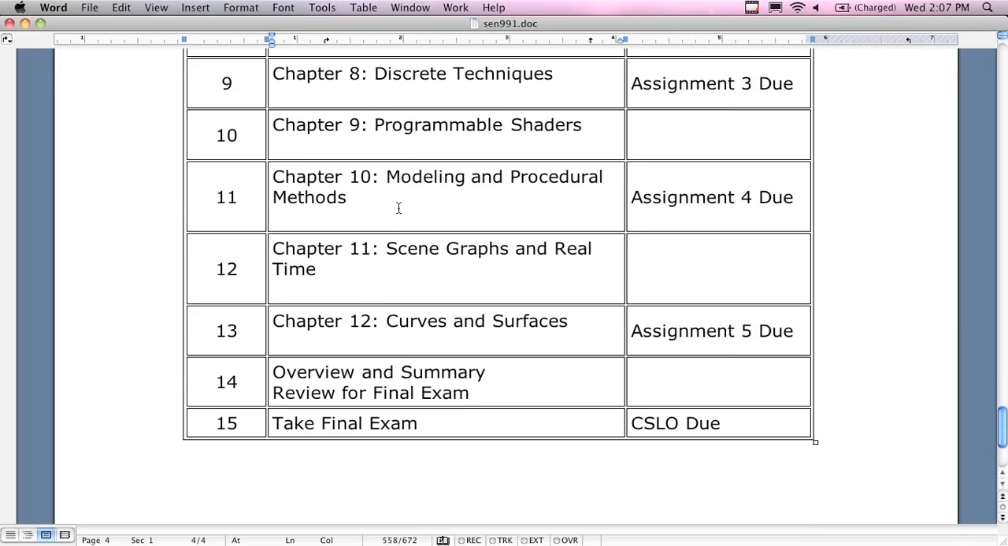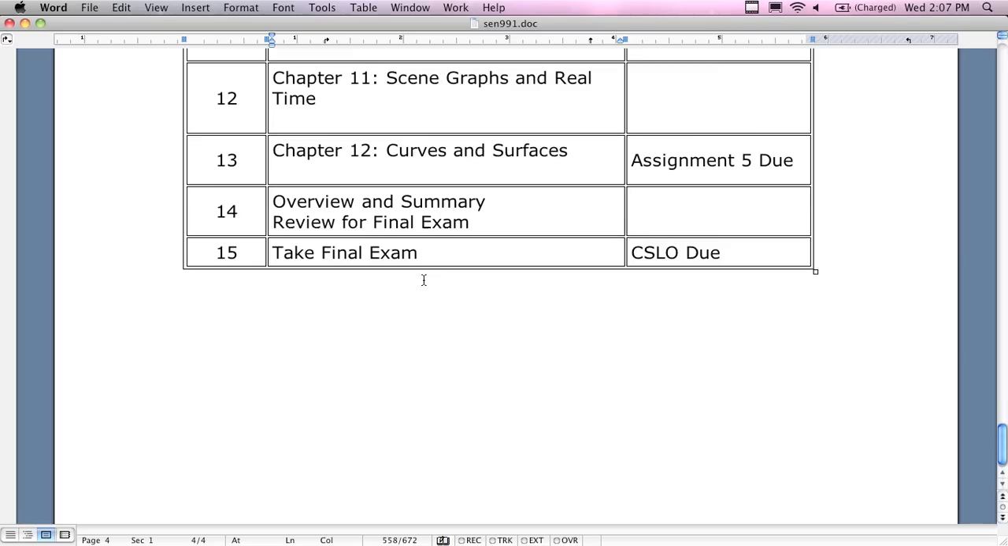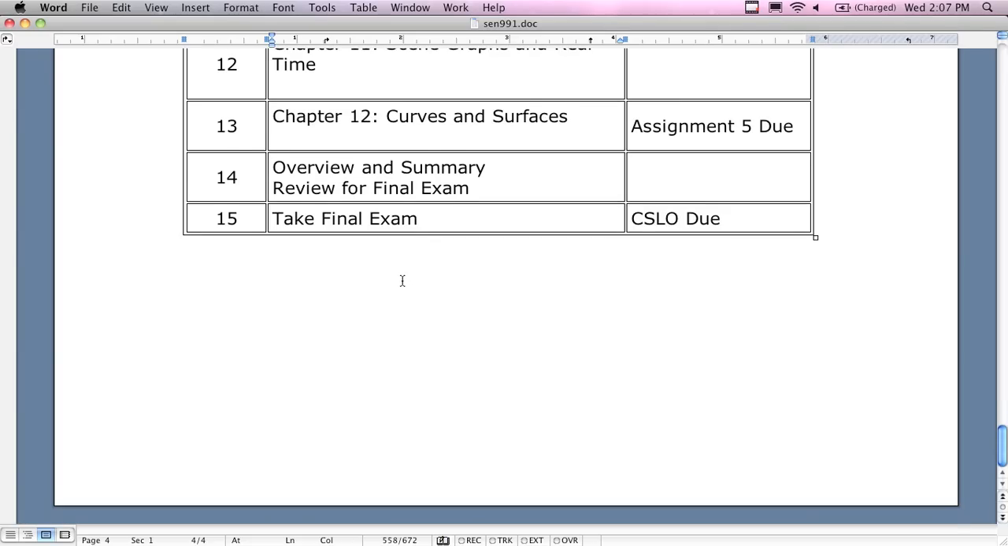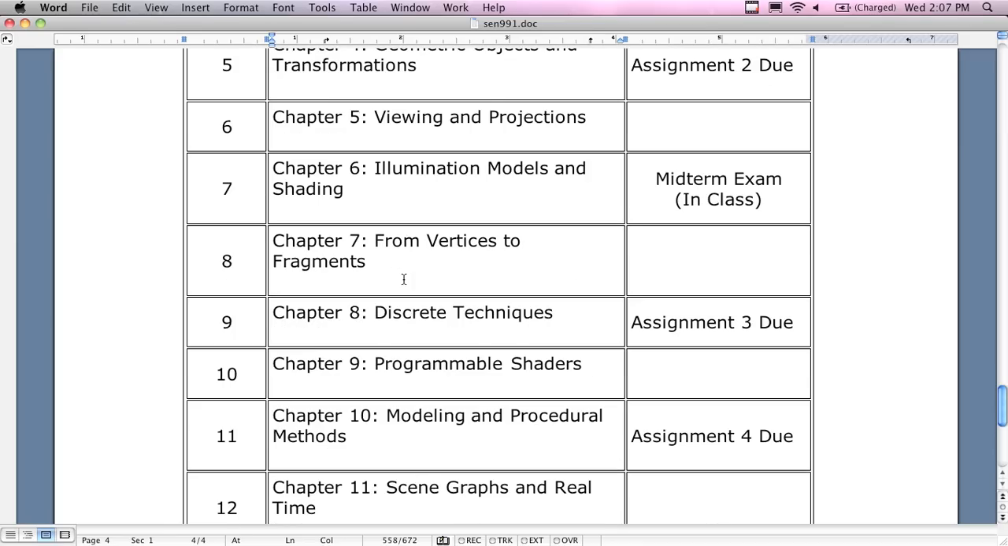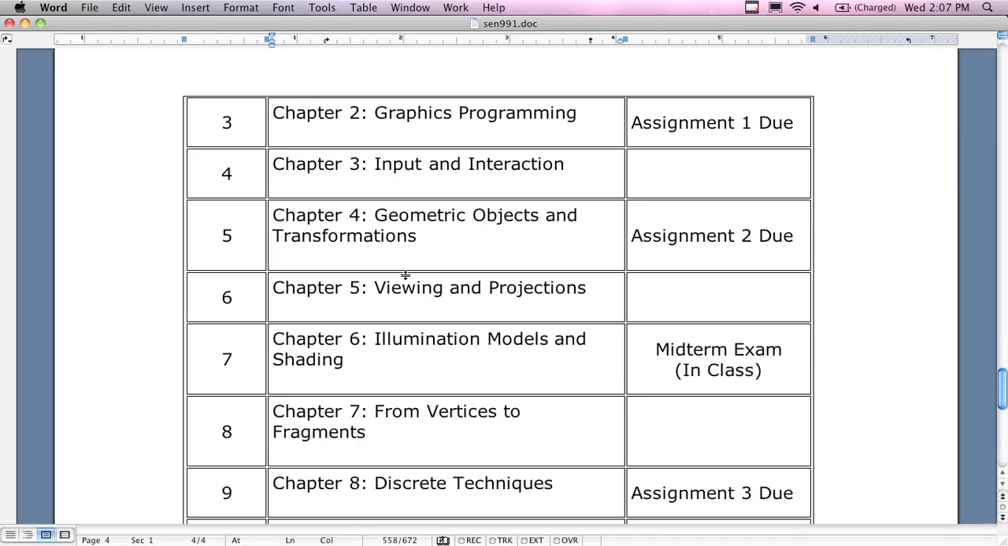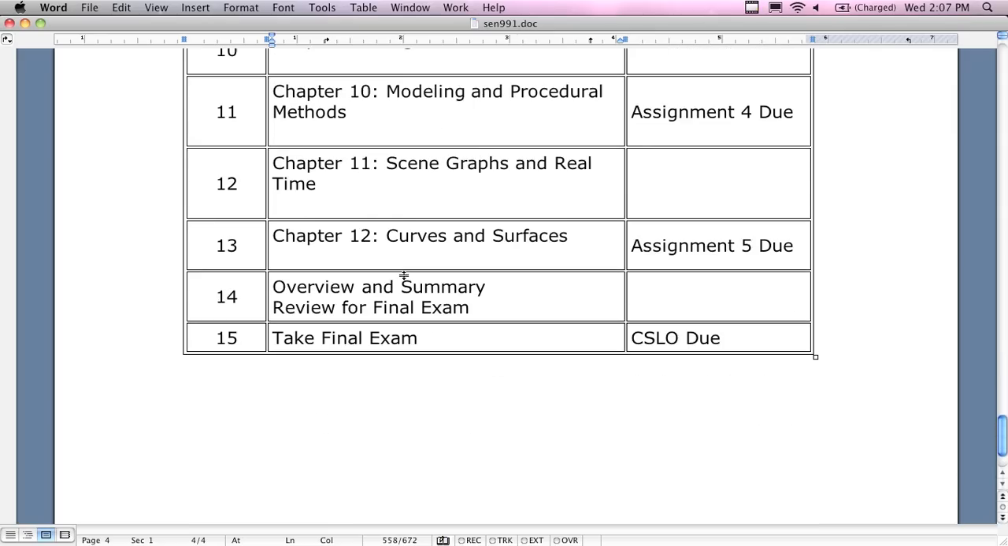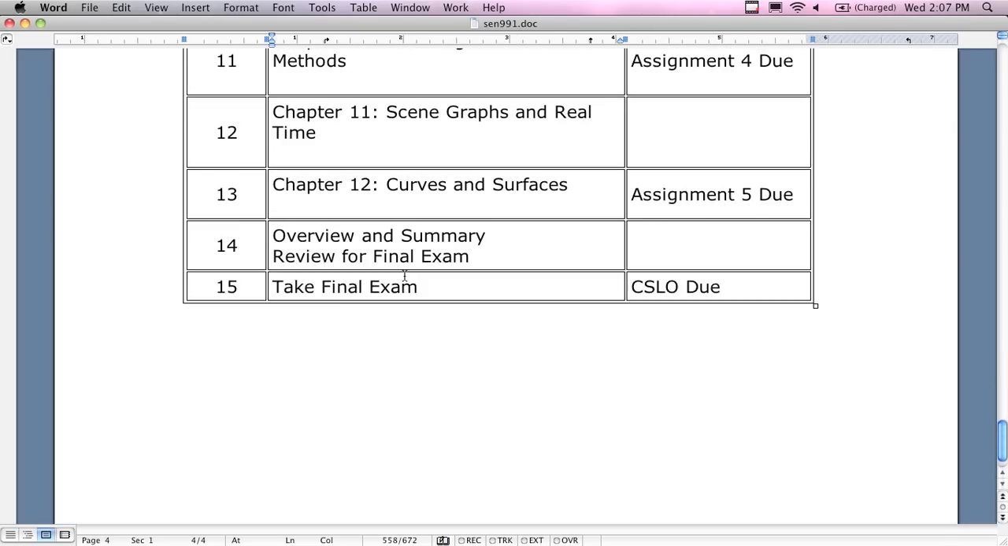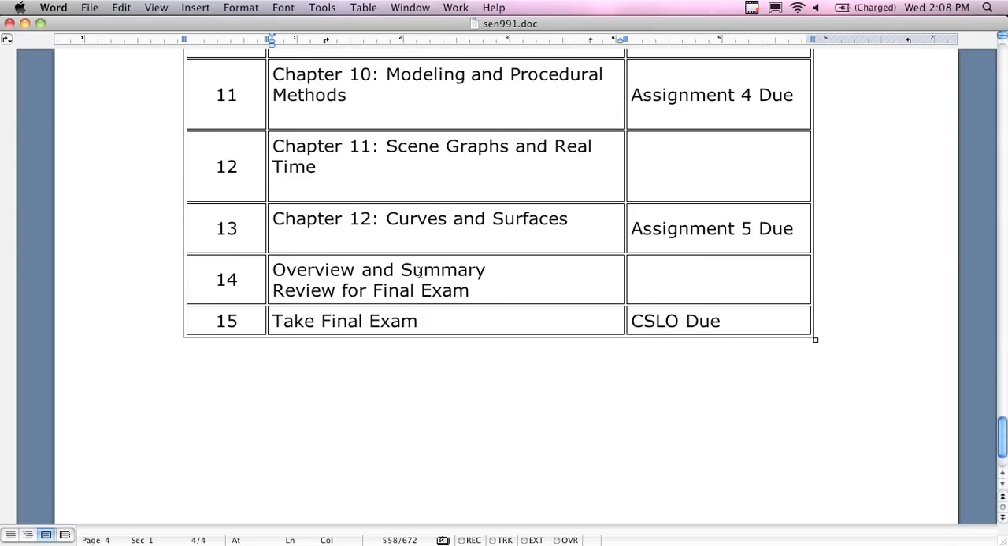Because basically I'm remodeling the class. I'm taking the whole class and transforming it. And you're seeing the old syllabus, the old materials. Once I have this done, I'll go through it again with you and show you the format, but most of the stuff's going to stay the same.